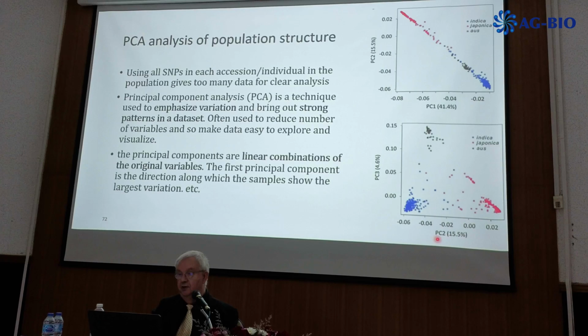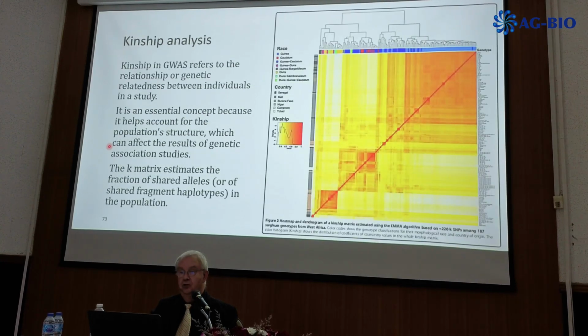So PC2 is a recalculation of PC1, and PC3 also accounts for PC1 and PC2. The first principal component is the direction along which the samples show the largest variation, in which you can clearly cluster them, separate them, and reveal the nature of population structure.